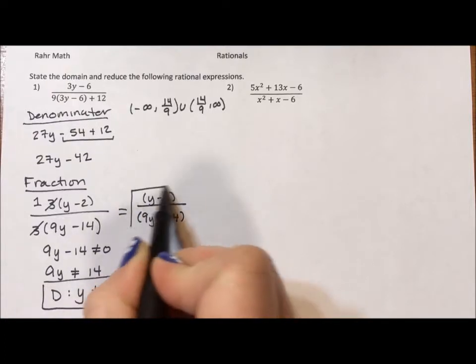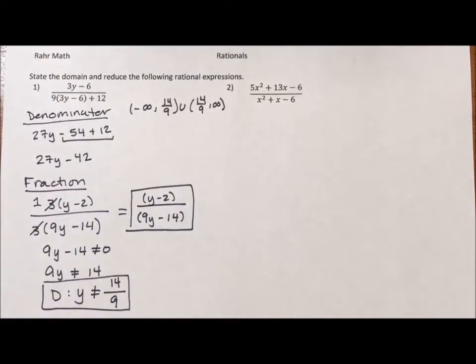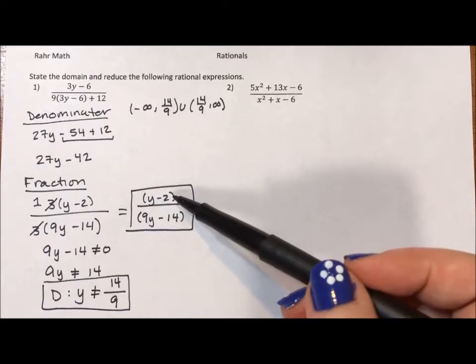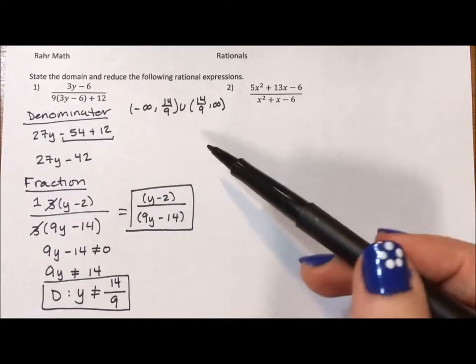Now, I don't need to add these parentheses at the end because there's nothing outside of the parentheses. I like the parentheses because it reminds me that the numerator isn't 2 different numbers, it's 1 number. It's a number that's 2 less than y.